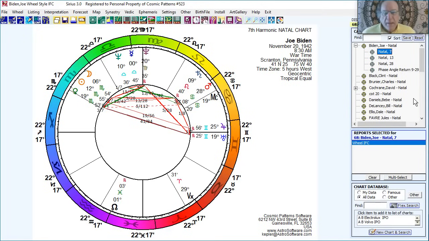Now, here is the 7 vibration chart of Joe Biden, also known as the 7th harmonic chart, also known as the Saptamsa chart. And in vibrational astrology, we interpret the aspect patterns. We do not put very much emphasis on the zodiac signs or the house placements in the vibrational chart. We're mostly interested in these aspect patterns. Do you see 3 planets or more connected together in an aspect pattern?